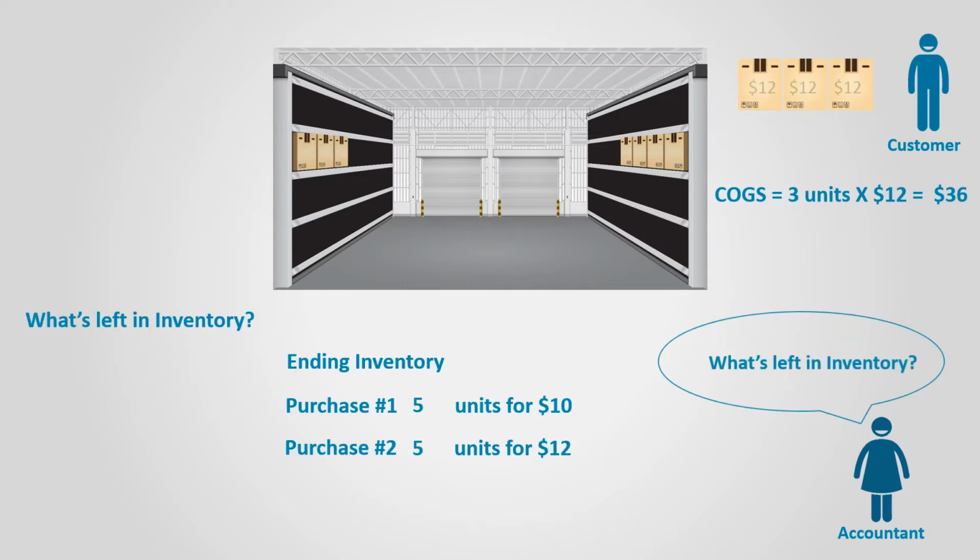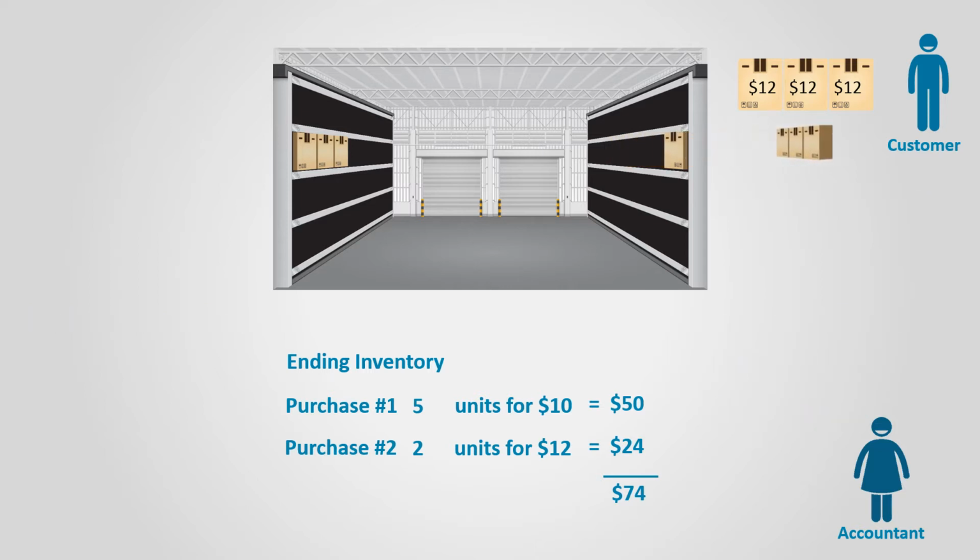So what's left in inventory? 2 units from the last purchase at $12 each and 5 units of the first purchase at $10 each. Total inventory is $74. Notice that the cost of goods sold is valued at the higher cost, which is close to the recent market prices, while the inventory is valued mostly with the cheaper cost of the beginning inventory. This is of course assuming that we're living in an inflationary economy.